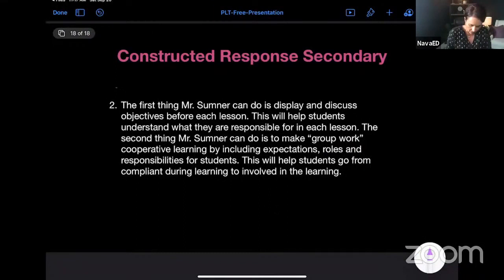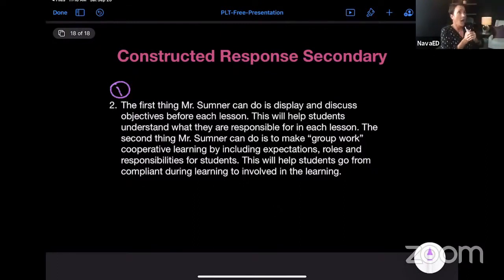Number 1, the first thing Mr. Sumner can do is to display and discuss objectives before the lesson. There are no objectives displayed according to the principal. Those should be on the board, and not just on the board, you guys. Don't just write them on the board. Talk to your kids about them. What are we responsible for learning today?